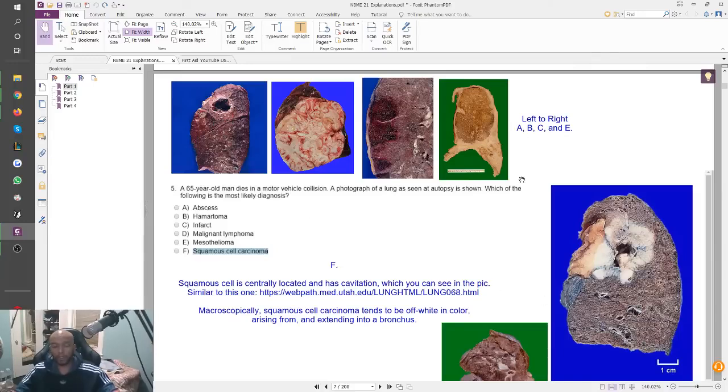Now, up here are your other things. So A, B, C, and E from left to right. A here is showing you an abscess. You can see it's an abscess. It has nothing to do with the external parts.